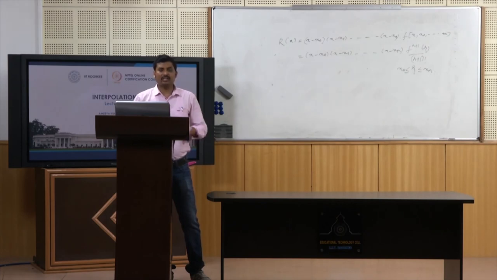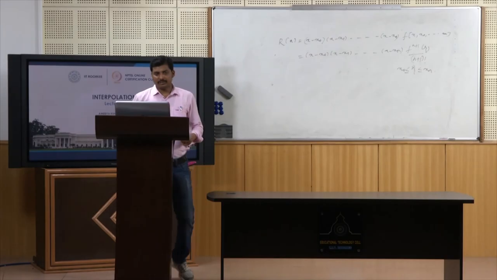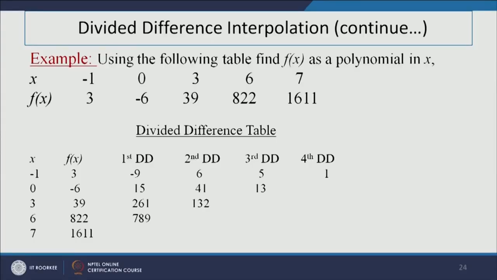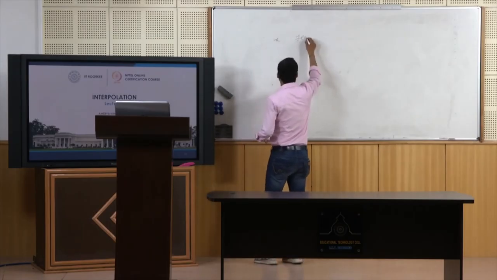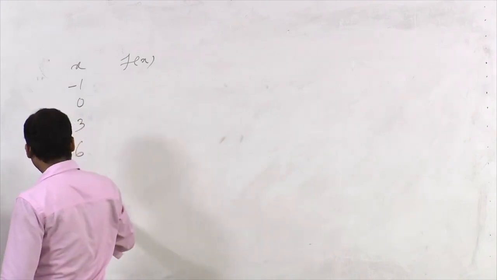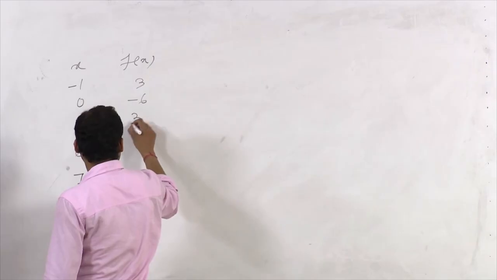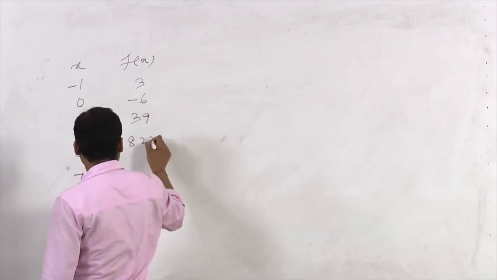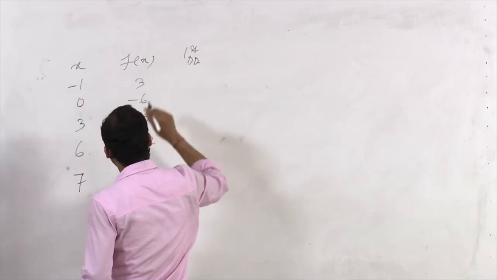So based on this interpolation formula, we will solve one problem, using this tabular data. The values of x are minus 1, 0, 3, 6, 7, and f of x is given as 3, minus 6, 39, 822, 1611. If you use the divided difference, the tabular values are x and f of x as given.